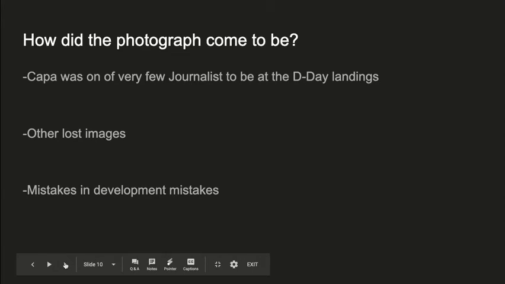The photograph came to be because Capa was one of only very few journalists to be at the D-Day landings. He was actually only one of four who had a pass to be on the boats that were at the landings, according to the Time article.